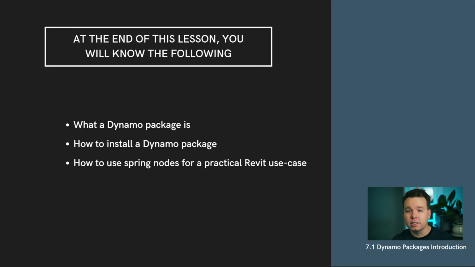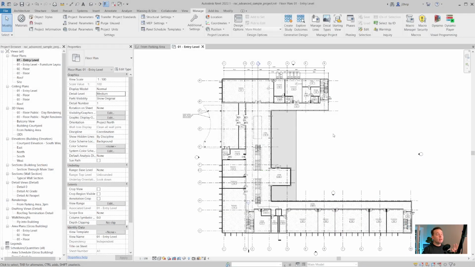By the end of this lesson, you're going to learn what a Dynamo package is. We already covered that a little bit. You're also going to learn how to install a Dynamo package, and we're going to highlight one of the custom packages that I use all the time called Spring Nodes for a very practical Revit use case of renaming views. With that in mind, we'll jump right into Revit and we'll install some packages and check out some additional workflows that are really cool.